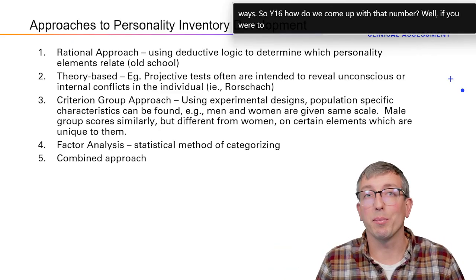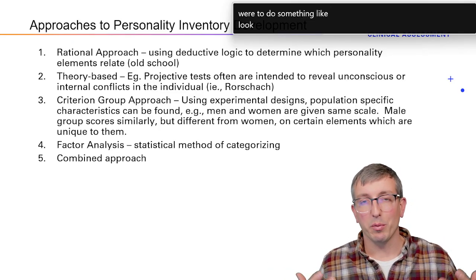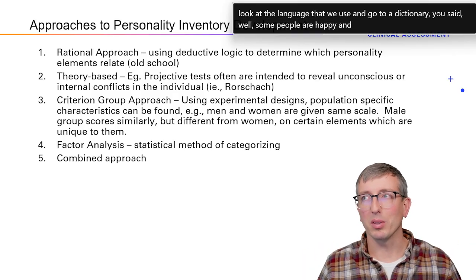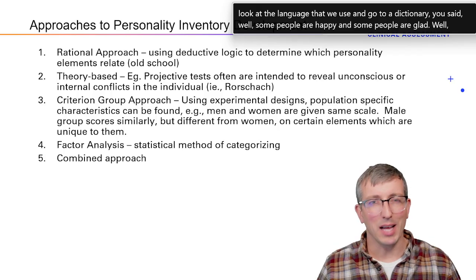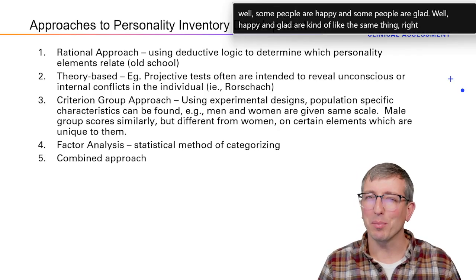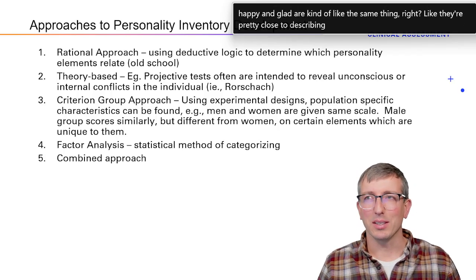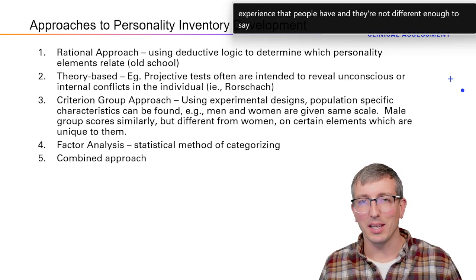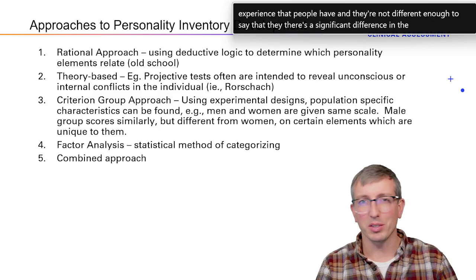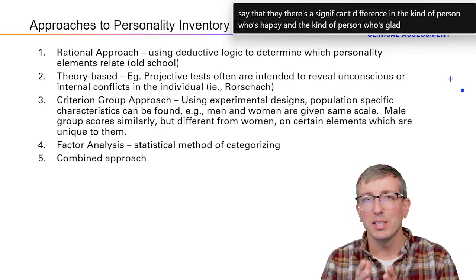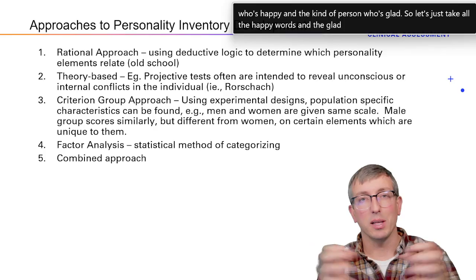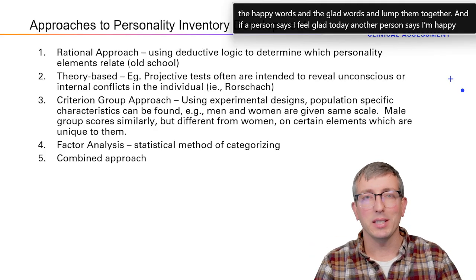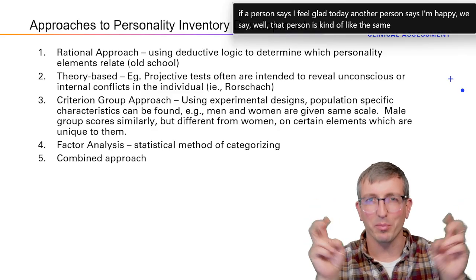Well, if you were to look at the language that we use and go to a dictionary, and you said, well, some people are happy and some people are glad. Well, happy and glad are kind of like the same thing, right? They're pretty close to describing a certain experience that people have. And they're not different enough to say that there's a significant difference in the kind of person who's happy and the kind of person who's glad. So let's just take all the happy words and the glad words and lump them together. And if a person says, I feel glad today, and another person says, I'm happy, we say, well, that person is kind of the same kind of person.